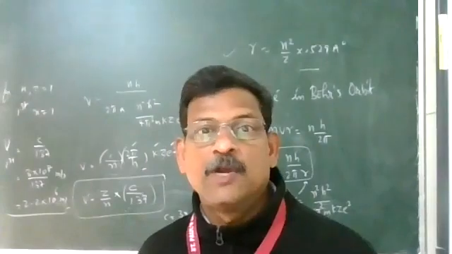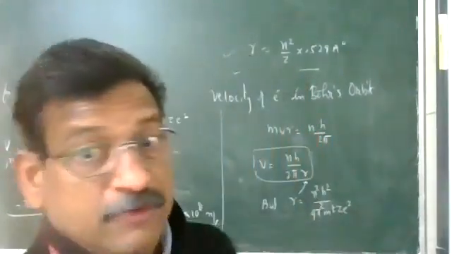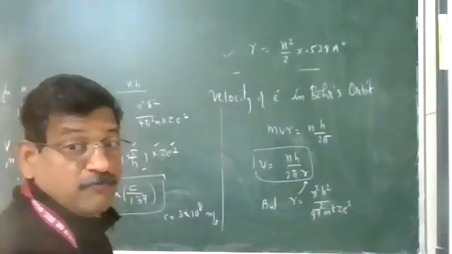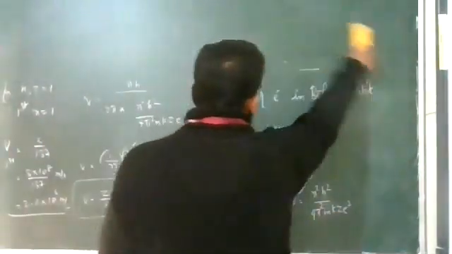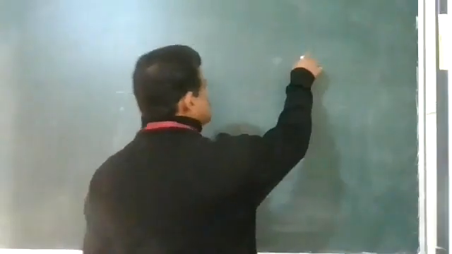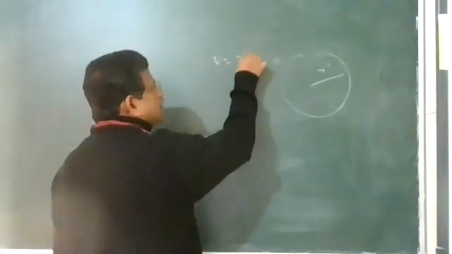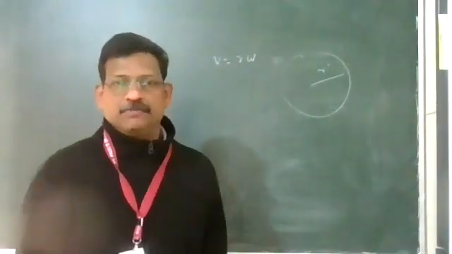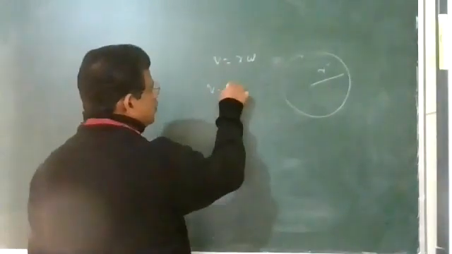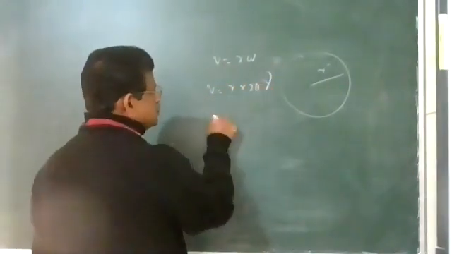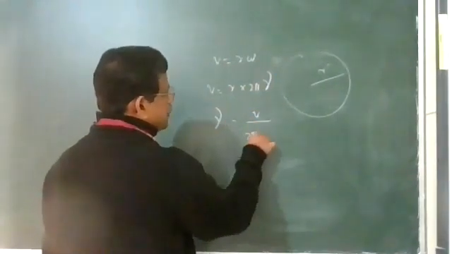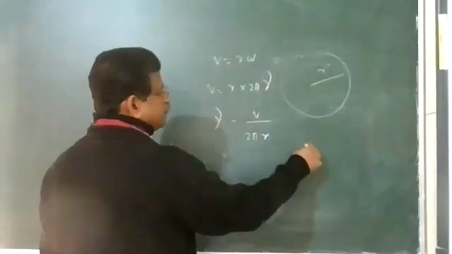Suppose you want to find out the frequency of revolution of electron, point number 3. How to calculate frequency? Frequency of revolution of electron in any Bohr's stationary orbit. Suppose r is the radius of the orbit and V equal to r omega, where omega is the angular velocity, which is equal to 2 pi nu. So V equal to r into 2 pi nu. Frequency of revolution is V divided by 2 pi r. Here two parameters are there, V and r.